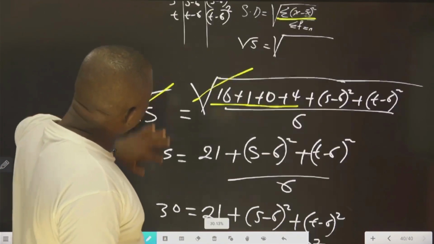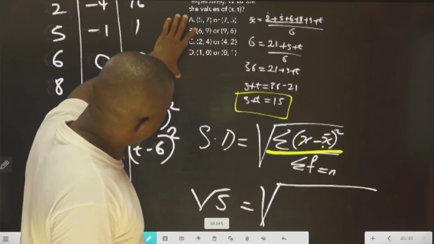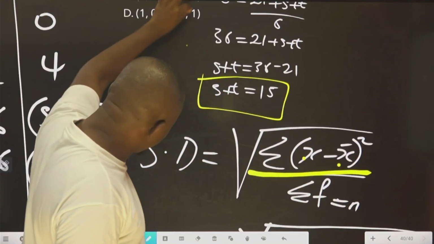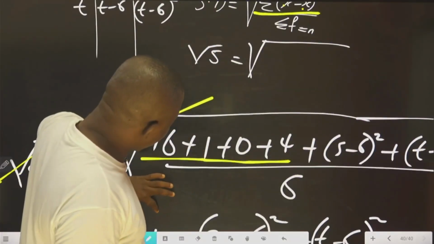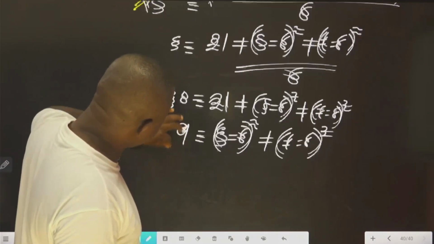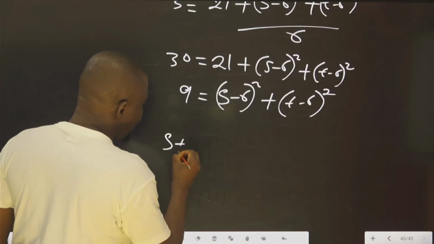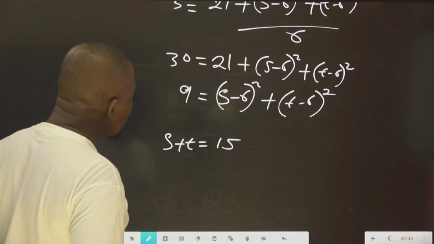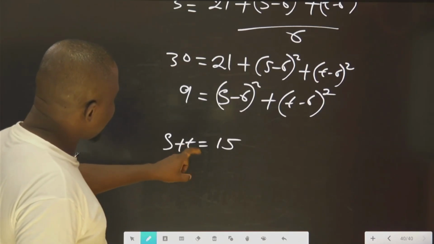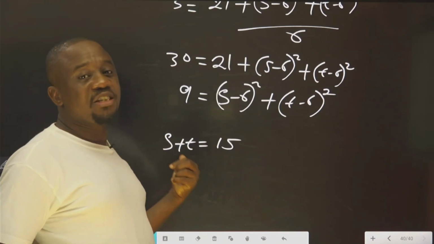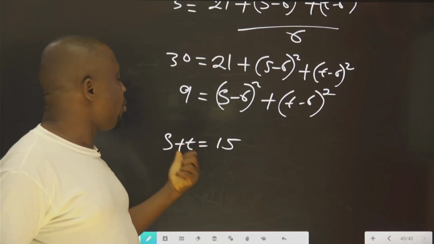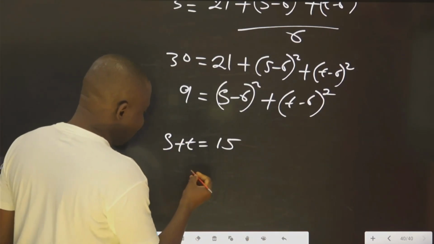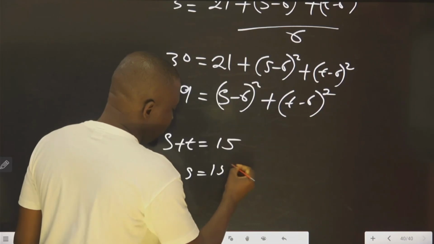So remember, we have something that was waiting for us, which we kept as S plus T equals to 15. We had this before, right? Now what we're going to do is either make T the subject of formula or make S the subject of formula to find the other one, okay? Let's make S the subject of formula. S is equals to 15 minus T.